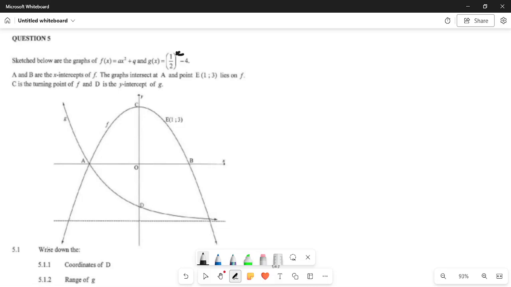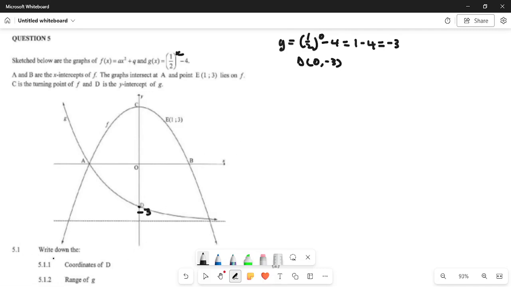Now the first question, write down the coordinates of D. So we need to find what our y-intercept is here for the function of g. So we just let our x equal 0 and then solve for y. That is just the same as 1 minus 4, which is negative 3. So therefore our D is (0, -3).